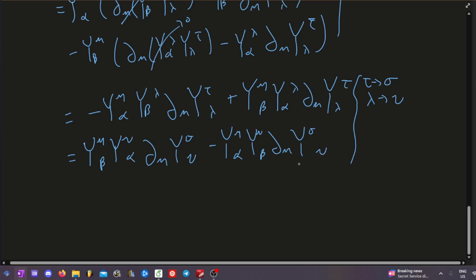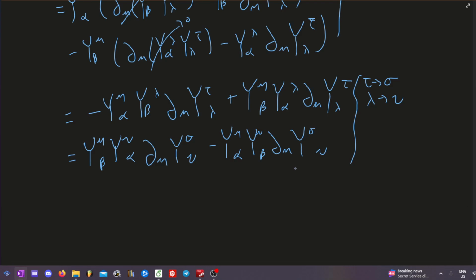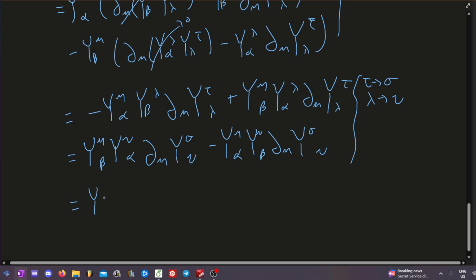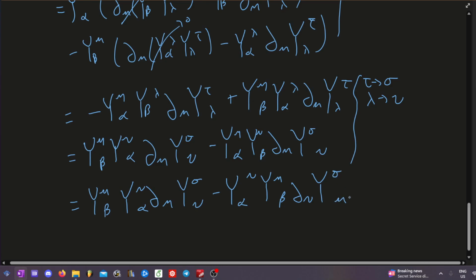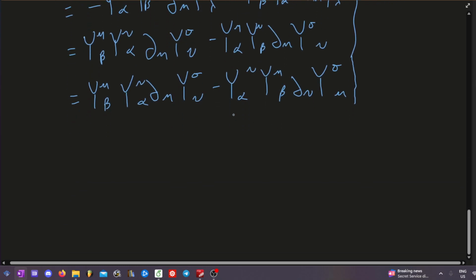Now, on term 2, we're going to rename the dummy indices now, just to get things in the form most similar to the problem. So in this term, mu is going to become nu, and nu is going to become mu, and otherwise we'll just rewrite this. So y nu alpha del mu y sigma nu minus y nu alpha y mu beta del nu y sigma mu. So that doesn't actually change anything other than the representation, how we're seeing it. That's what we actually have now.